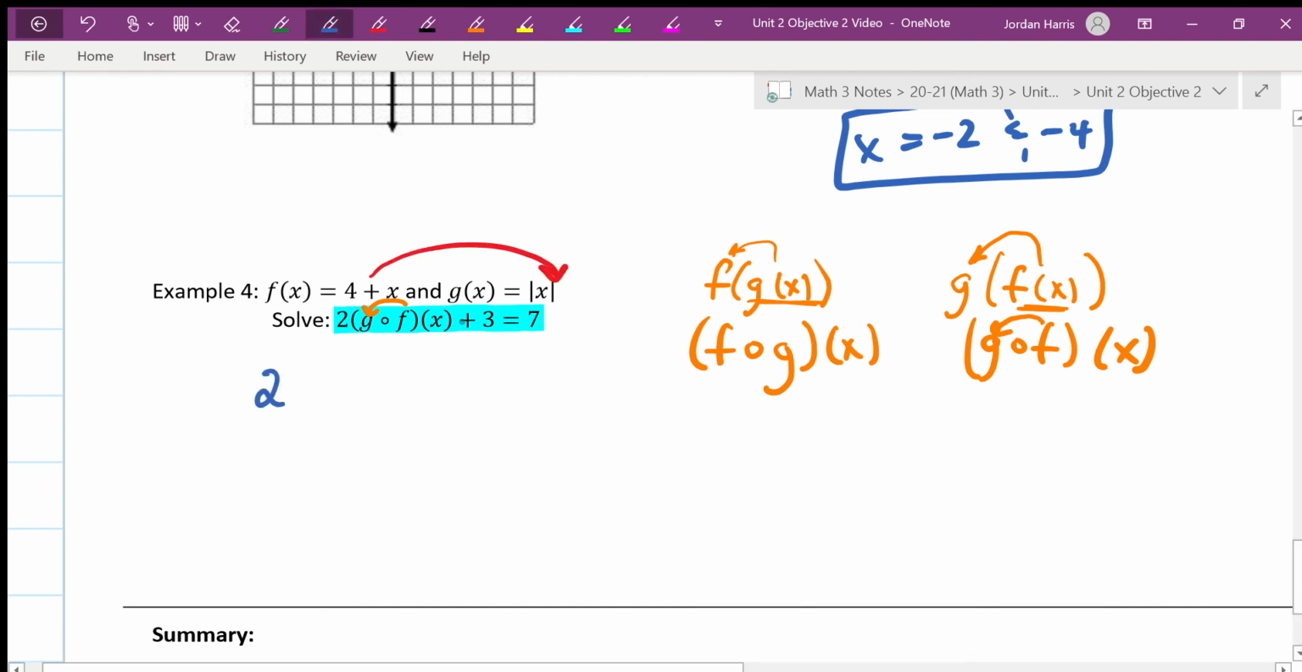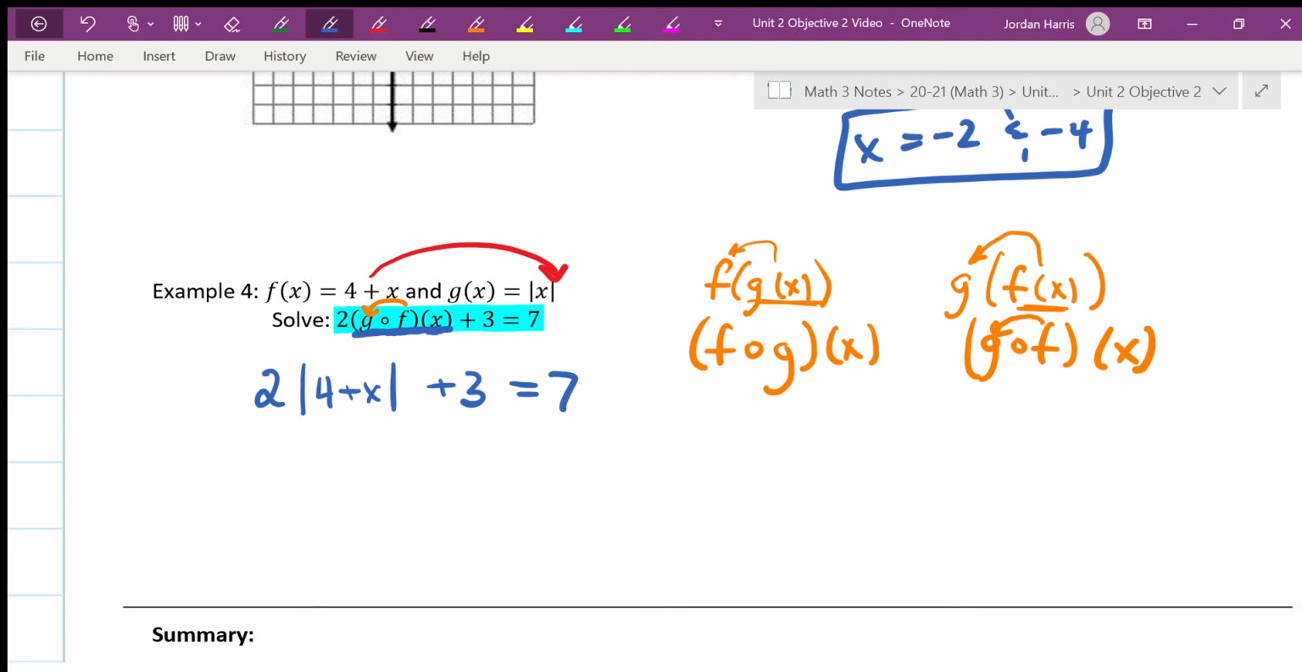So 2 times absolute value of 4 plus x, plus 3 equals 7. Now I'll say it again. A lot of people say, well, what happened to that x? Remember, that is the format. That whole thing goes away. It is replaced by my new equation where I plugged f into g. So don't be confused by that and don't mess that up. A common mistake, and it really messes up the problem from that point on if you do it wrong.